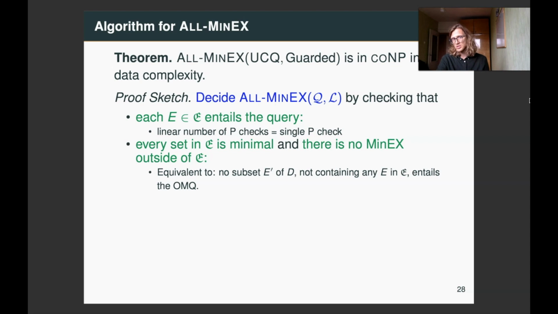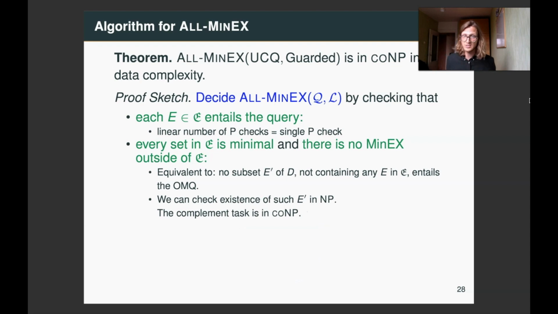Okay, so to see, E dashed might be one of two, given our database and our set of subsets. E dashed is either contained in one of our subsets, but that cannot be because it cannot contain any of our subsets, or it contains some elements outside, right? So it covers the two cases. If such an E dashed doesn't exist, it covers both minimality, and it covers that there is no MinEx outside, because there is no subset outside that entails the ontology-mediated query.